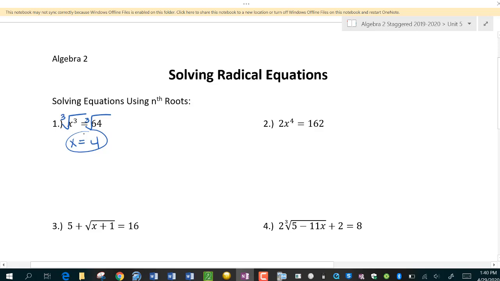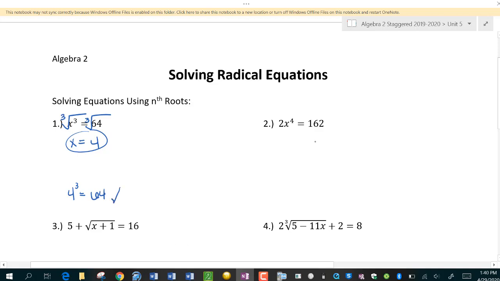In a little bit, we are going to talk about extraneous solutions, but any time you are solving an equation, you want to make sure you take 4, substitute it back in, and make sure that it works. So for example, if I take 4 to the power of 3, do I in fact get 64? And that would come out as a true statement.